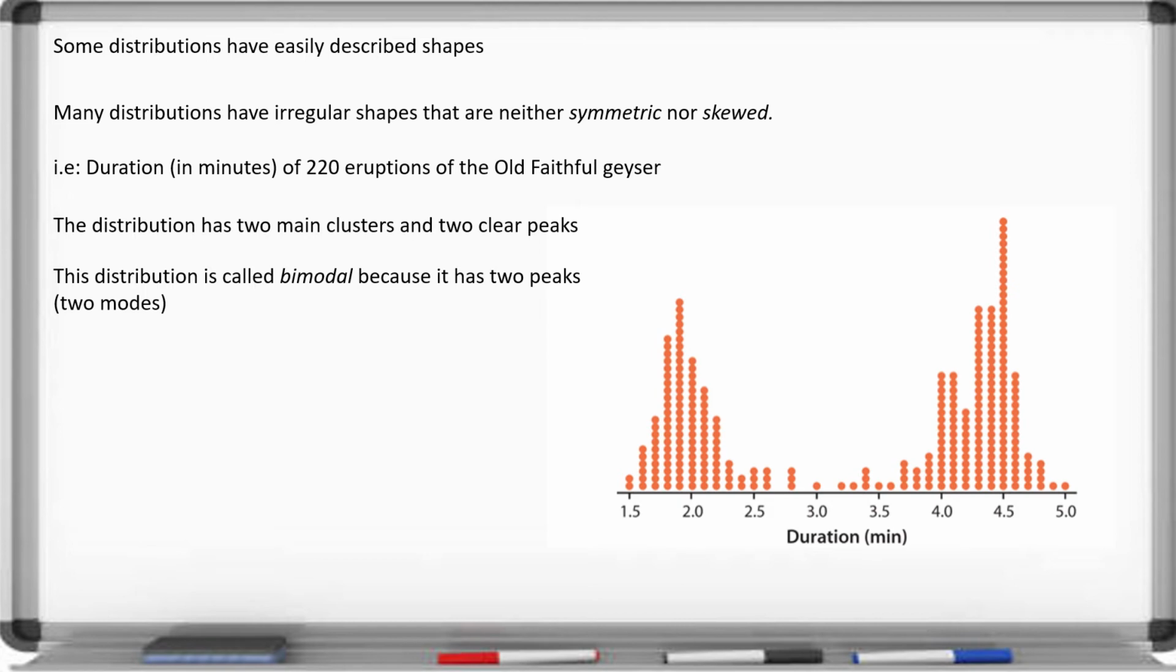If you have 2 peaks, we call it bimodal because the mode is the most popular number. So it seems that there are 2 really popular durations in this example. So we call it 2 modes, or bimodal. If it only has a single peak, it's called unimodal.